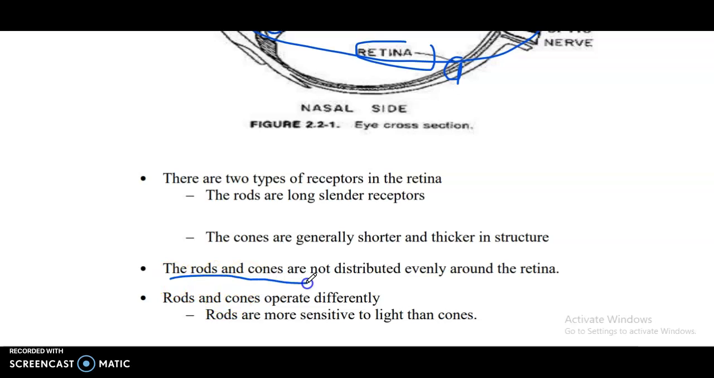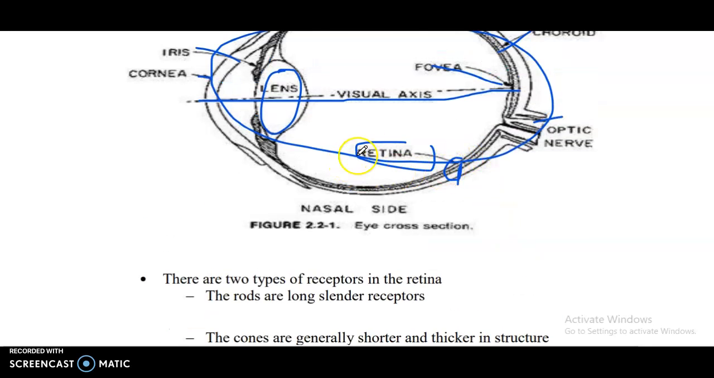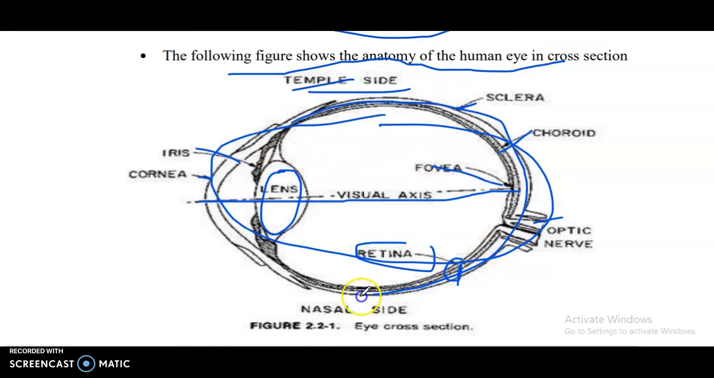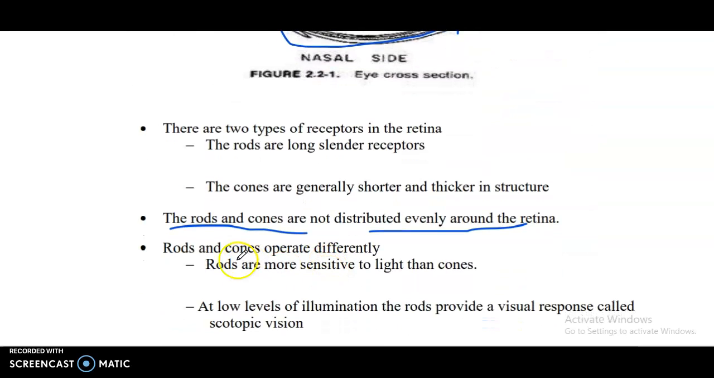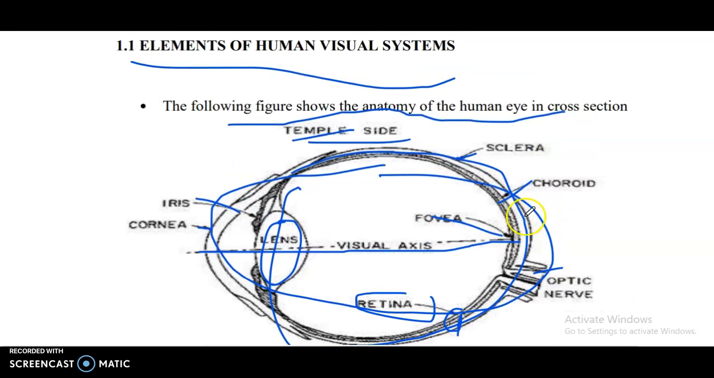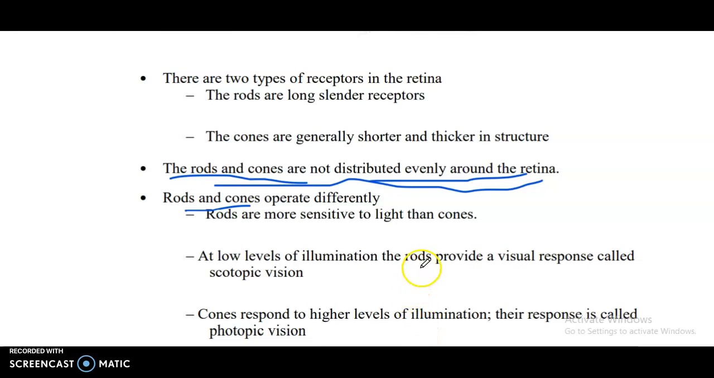The rods and cones are not distributed evenly around the retina. Here it is higher than here. Here it is different. Not evenly distributed.